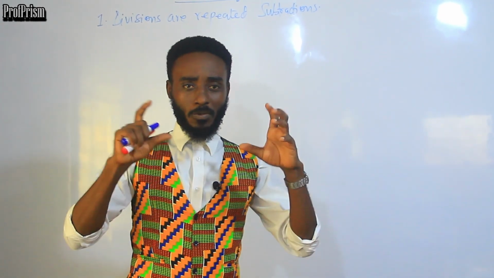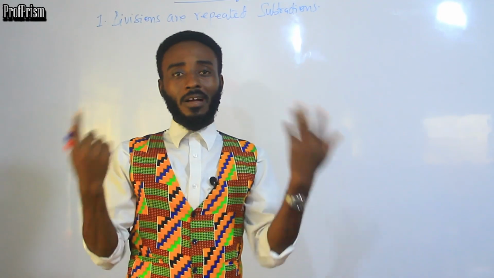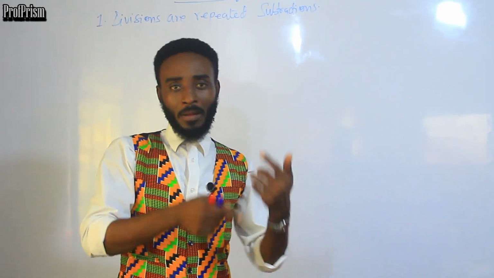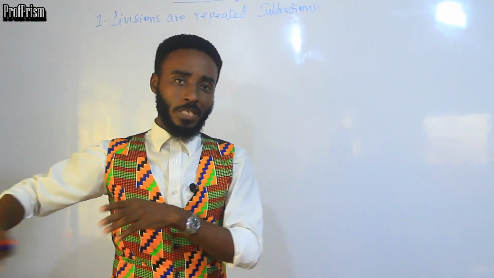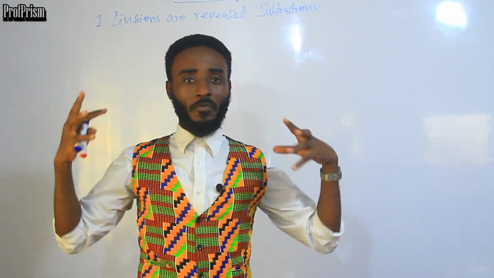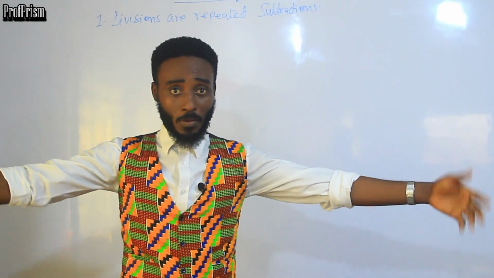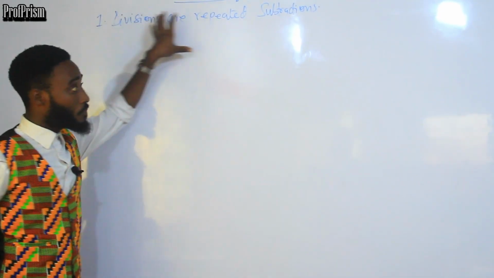Maybe let's look at calculus. Instead of saying something changing, we coin a name for it and call it calculus. Or let's say factorials: a number multiplying itself and its smaller numbers down to 1. We give it a name and call it factorials. It will look very big in your mind. So that's one thing to know: divisions are just repeated subtractions.